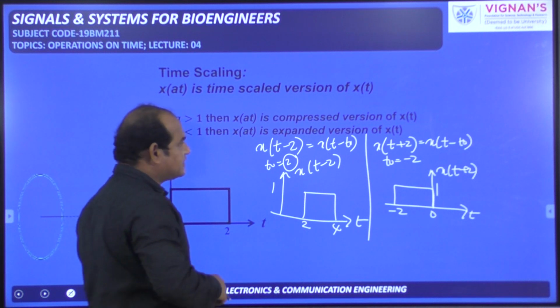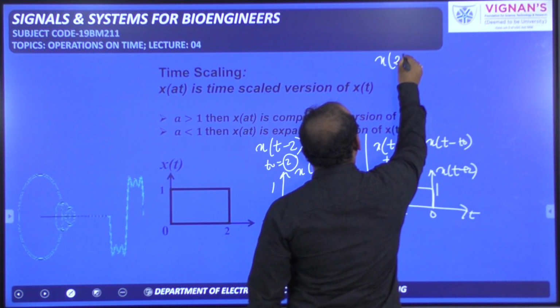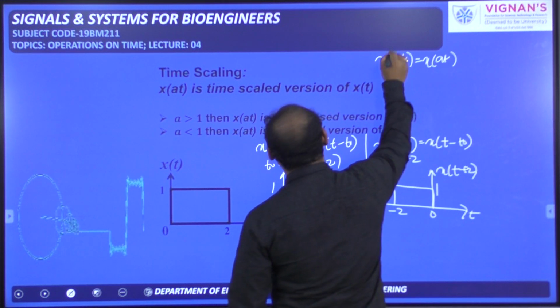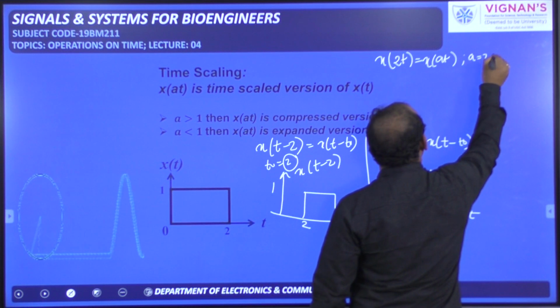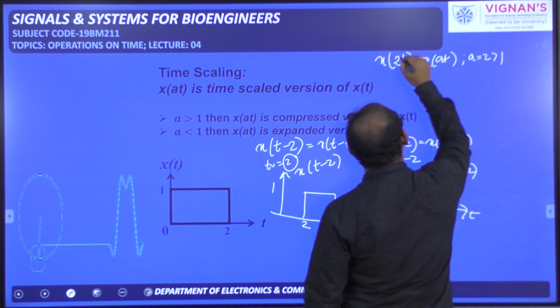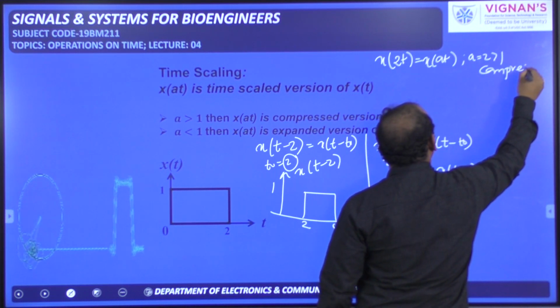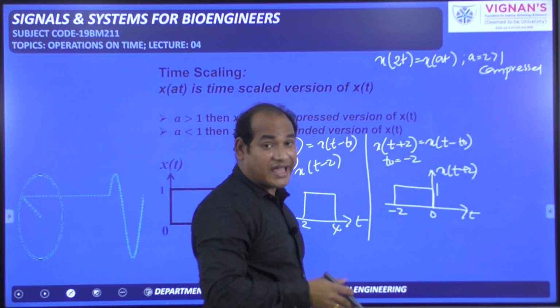Now I am going to tell about time scaling. So here I am drawing x of 2t. It is in the form of x of at, so it is a time scaled version of x of t, where I have identified that a is equal to 2, which is greater than 1. That means it is a compressed version, because it is greater than 1. This total information we can get just by observing the signal itself, without drawing also.